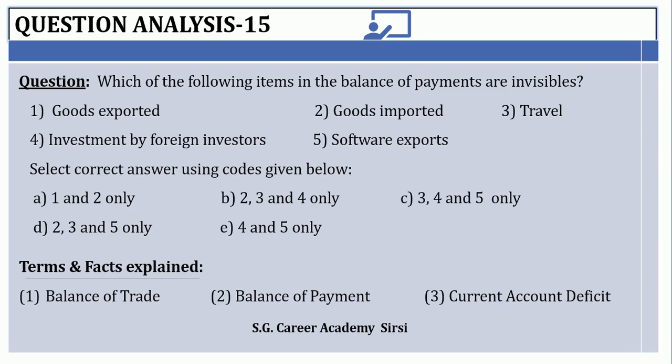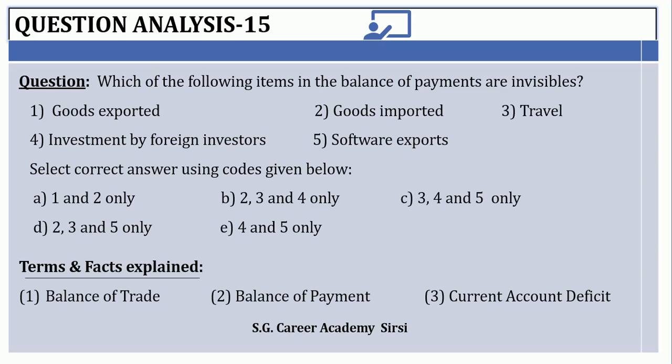Then coming to the current account deficit, the third term. Current account deficit means when imports are more than exports in the current situation. Then it is called surplus, balanced or deficit. Surplus means exports are more than imports. Balanced means exports are equal to imports. When imports are more than exports, it is called a deficit, the current account deficit. So these are the three terms that appear in foreign trade.